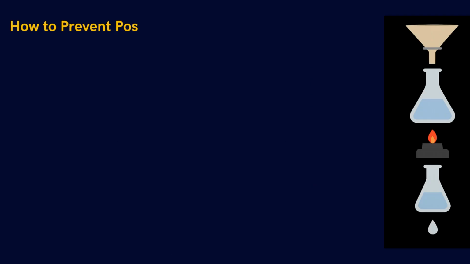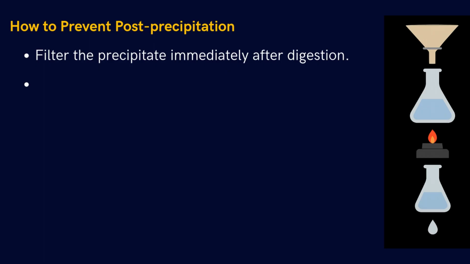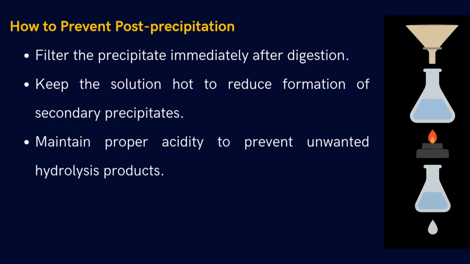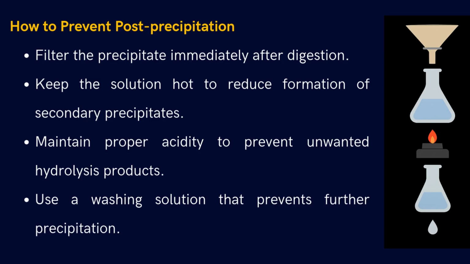Here we understand how to prevent post-precipitation. For this, filter the precipitate immediately after digestion. Keep the solution hot to reduce formation of secondary precipitates. Maintain proper acidity to prevent unwanted hydrolysis products. Use a washing solution that prevents further precipitation.